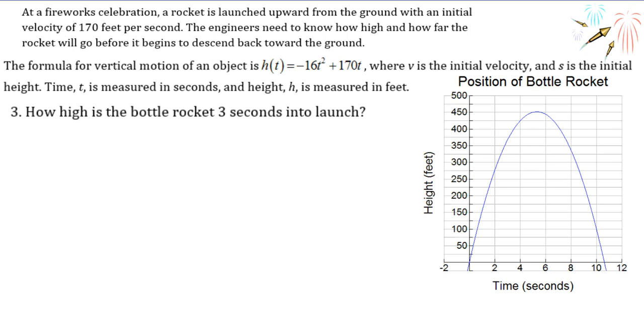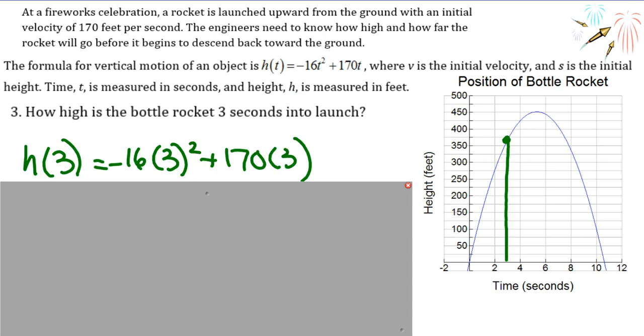So our next question said, how high is the bottle rocket 3 seconds into launch? So we're talking about time, and 3 seconds would be about here. Looking at the graph, if my input is 3, I can estimate what its output is. But again, is there a better way to find that result? Well, because we have this function and we're given an input, we could substitute it into the function and see exactly what kind of output we have.